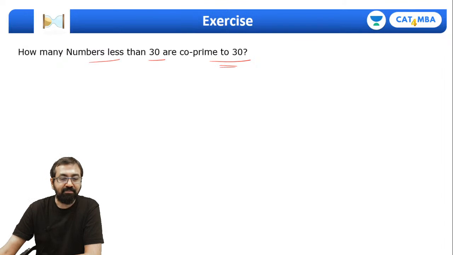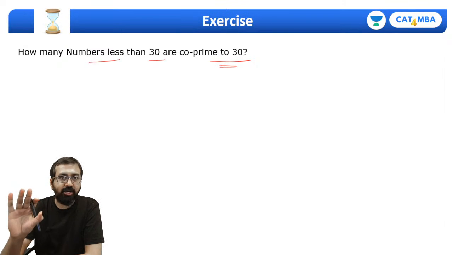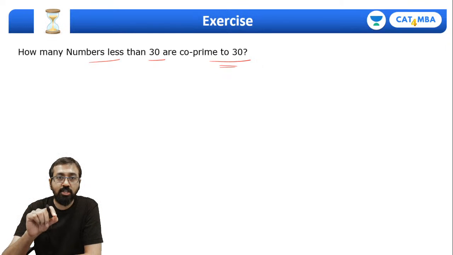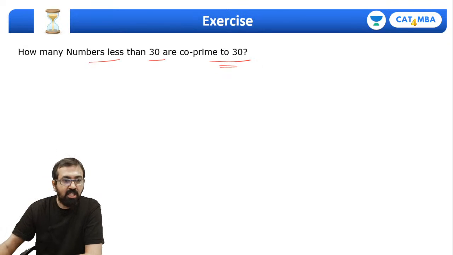Be there. Keep learning. Now guys, stop writing and just pay attention because this is a tricky question. In fact, I'll also give you a CAT question after this question. Okay, if you have understood this concept, then you can also solve that CAT question. How many numbers less than 30 are co-prime to 30?